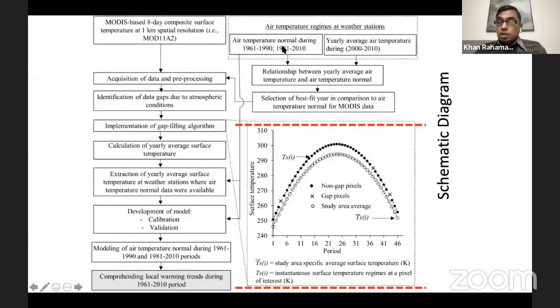I used that dataset from the Environment Canada website, the Ministry of Environment, and the yearly average air temperature from 2000 to 2010, so a 10-year time period. I also used that data from Environment Canada. So you can see 3 different types of data I used to generate this model.